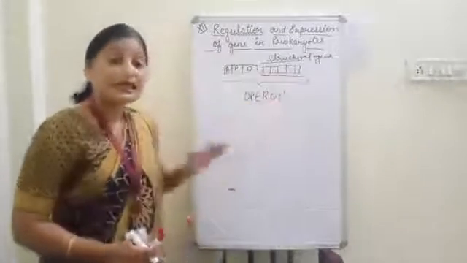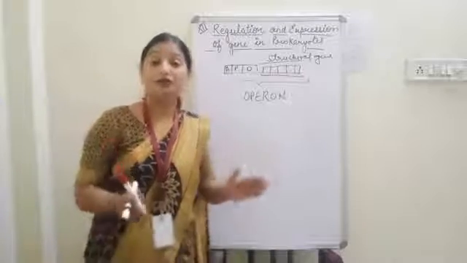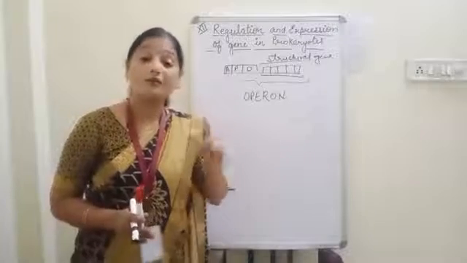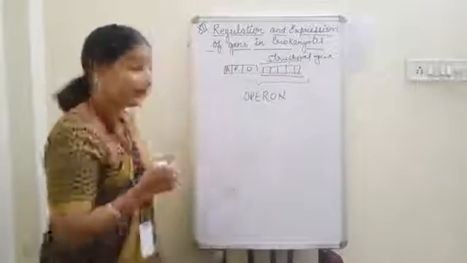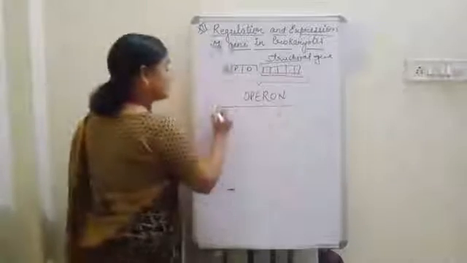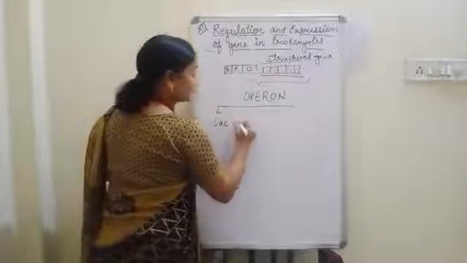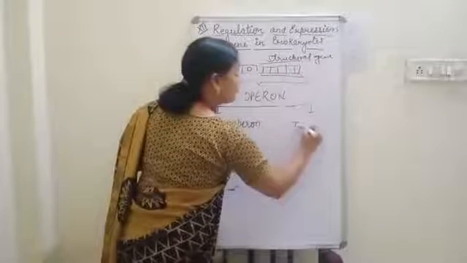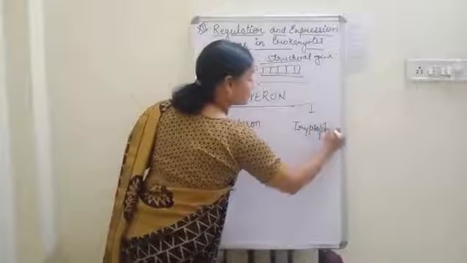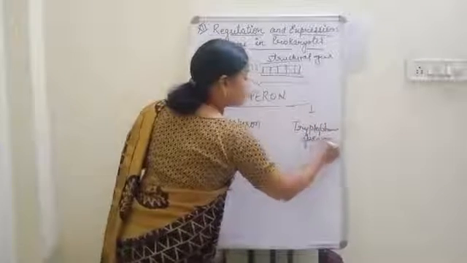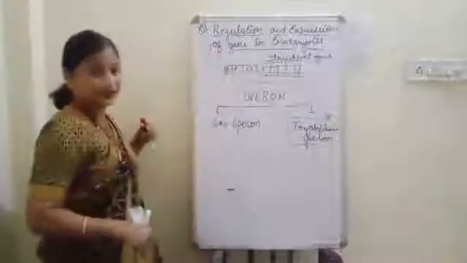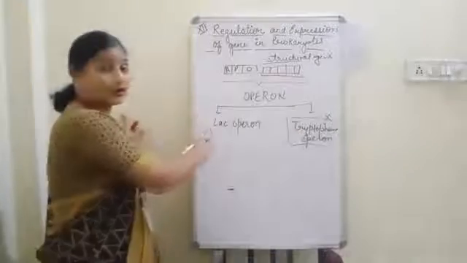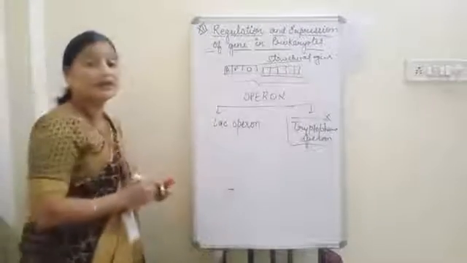So in prokaryotes, we have to discuss the operon and the function of the operon. One such important operon is the Lac Operon, and this Lac Operon is in our course. The second type is the tryptophan operon. This is not in the course, so we will not see this one. Simply, we have to see the Lac Operon in detail. So let us begin with the Lac Operon.